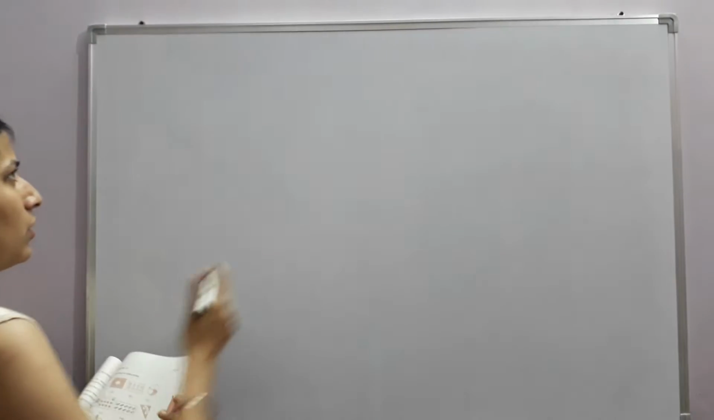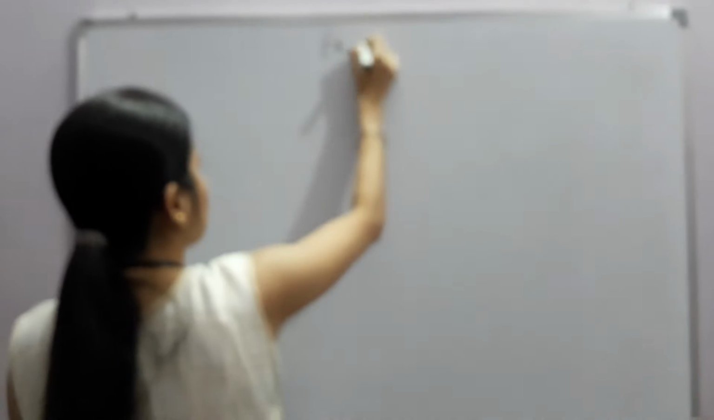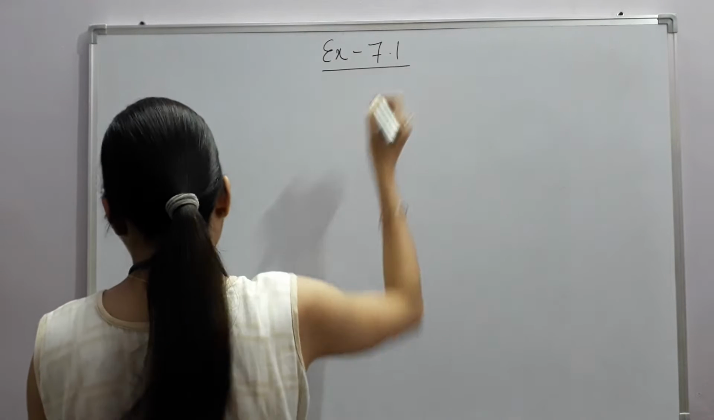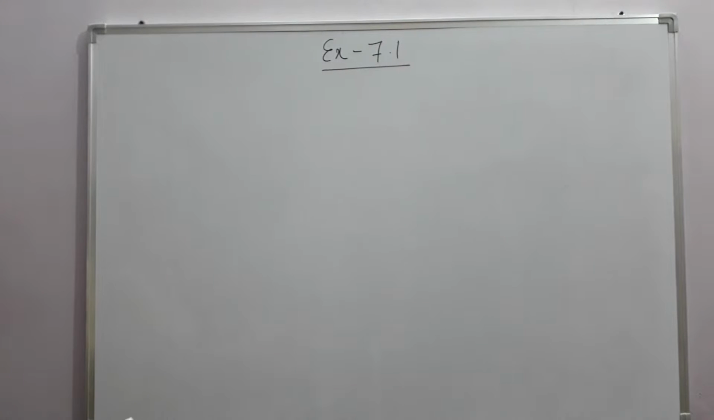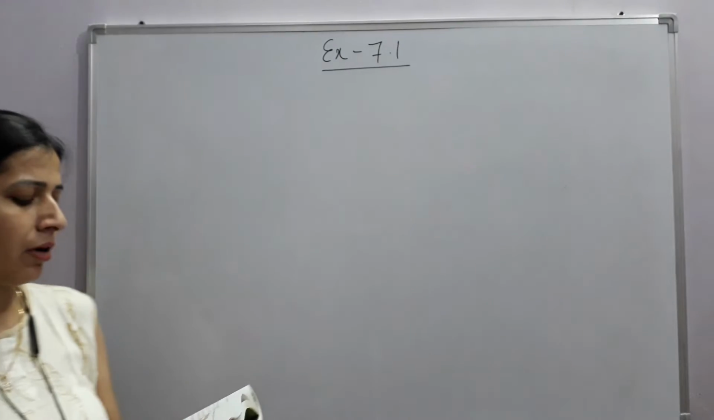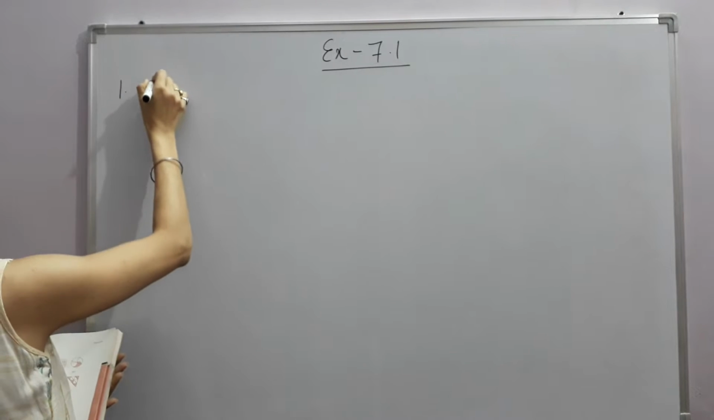So the first question of exercise 7.1 is, write a fraction representing the shaded portion. It means they have given you the shaded portion in the question and you have to represent it in the form of a fraction. I'll tell you one question. I'm doing the second part of question number 1.